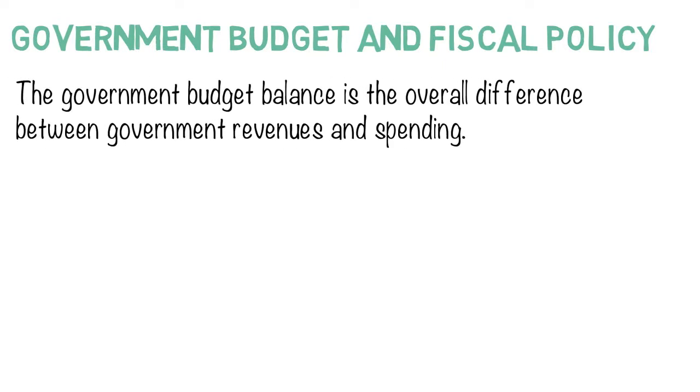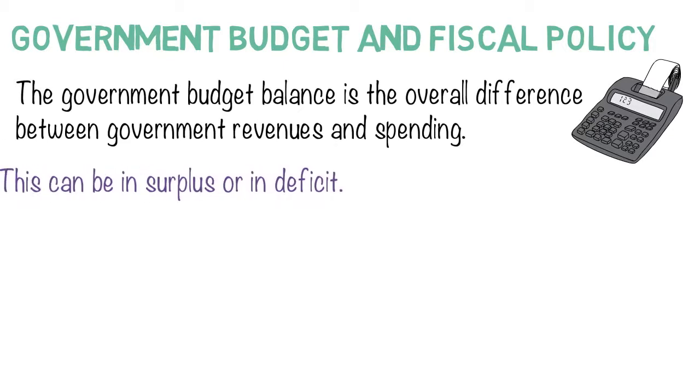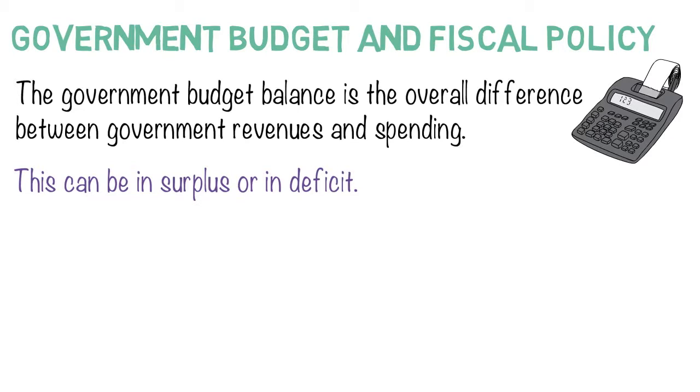We will first look at the budget balance, which is the overall difference between government revenues and spending. So this is the difference between what a government takes in tax revenue and what it spends on big items such as education and health. This can be in surplus or in deficit. The government can have a positive balance on it or a negative balance, depending on the balance of revenue and spending.